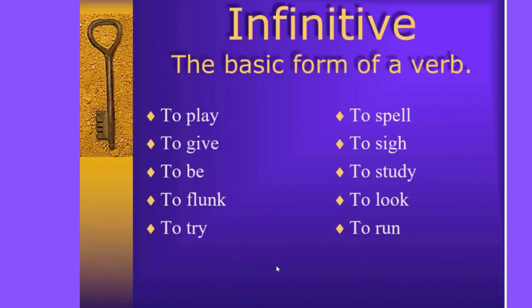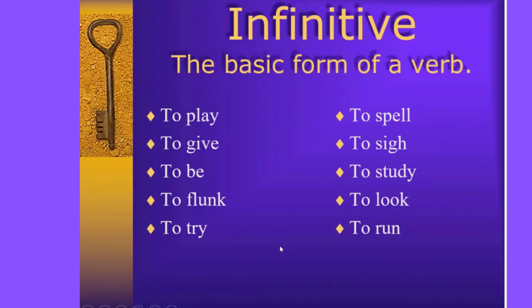Starting with infinitive. Remember what an infinitive is? The infinitive is the basic form of a verb. In English, you can identify that a verb is in the infinitive form because you have "to" before it. So when you see "to play," "to give," "to be," "to flunk," "to try," etc., you can say, oh, this verb is in its infinitive form, okay?